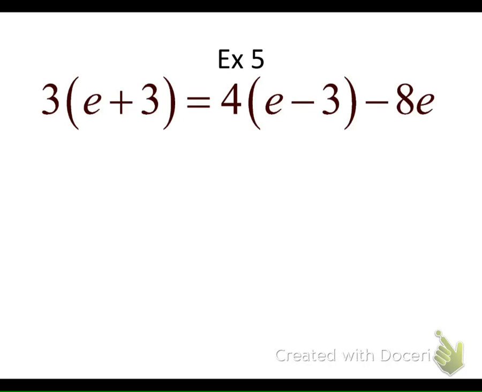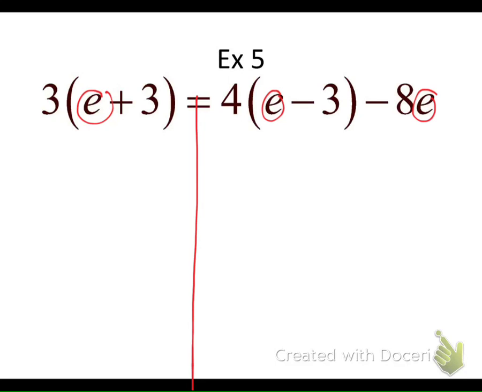Okay, so example number 5. We have 3 times e plus 3 equals 4 times e minus 3 minus 8. So I have 1, 2, 3 variables I'm circling here. I'm drawing my line of equality, and I'm going to follow the steps on the notes that I just wrote. Meaning I'm going to simplify each side of the line of equality.